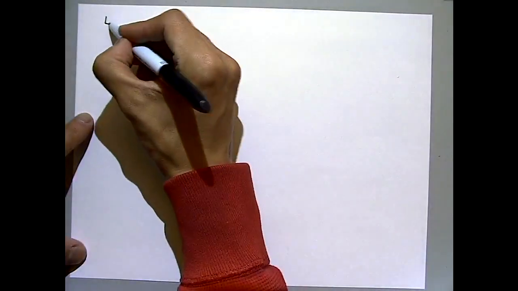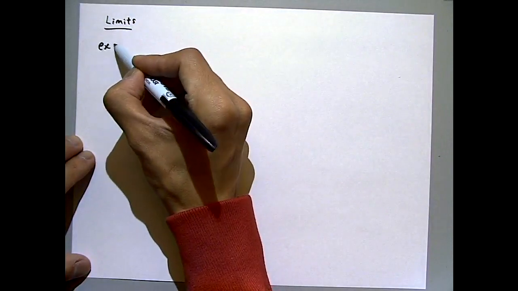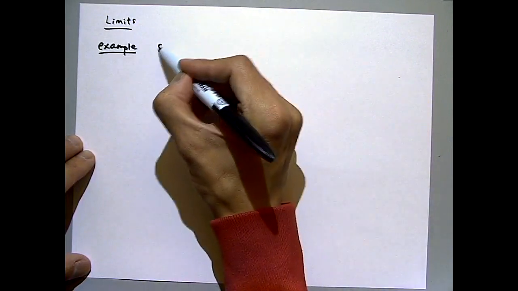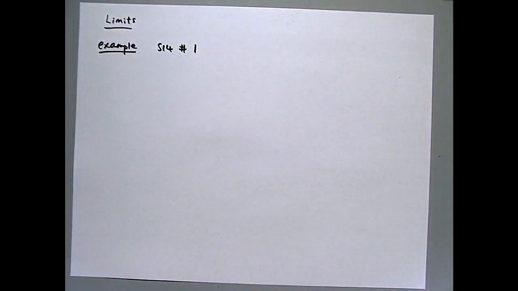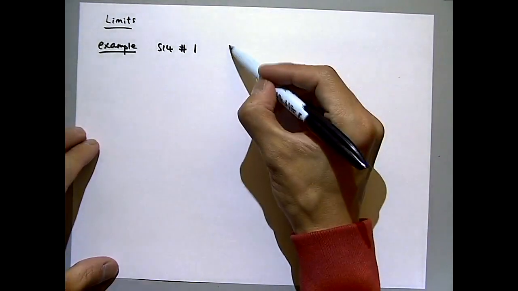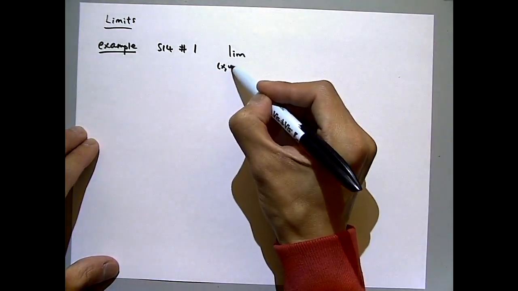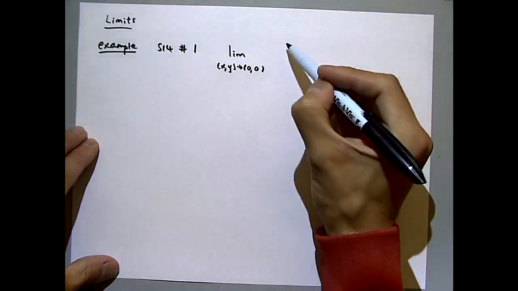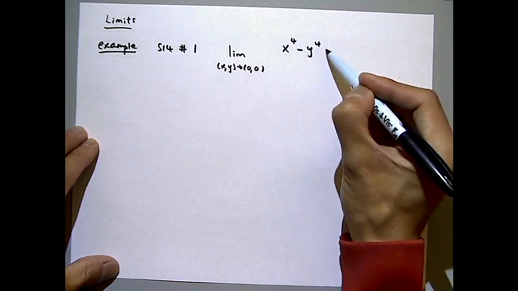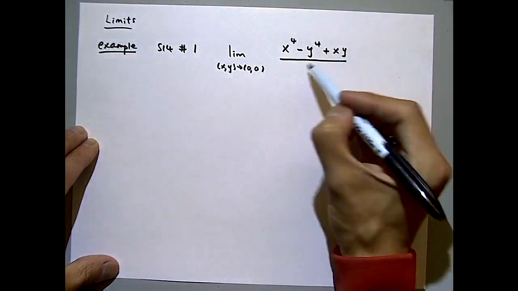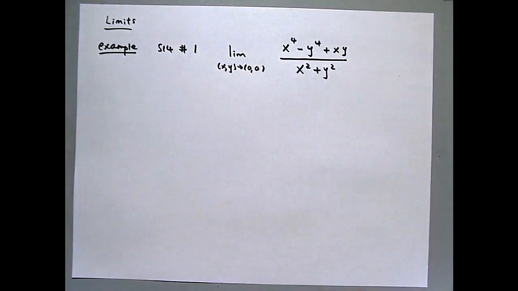Let's look at a couple limit problems. The first one I want to look at, this is spring 14, number 1. x to the fourth minus y to the fourth plus xy all over x squared plus y squared.